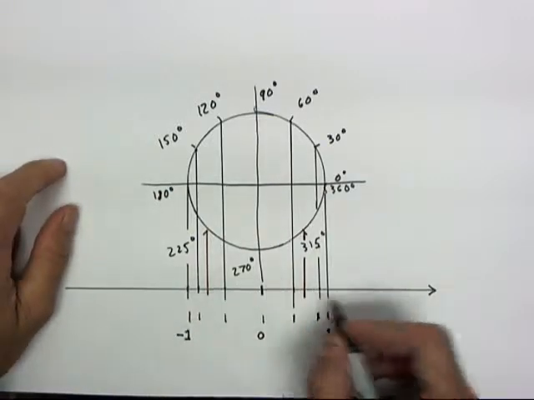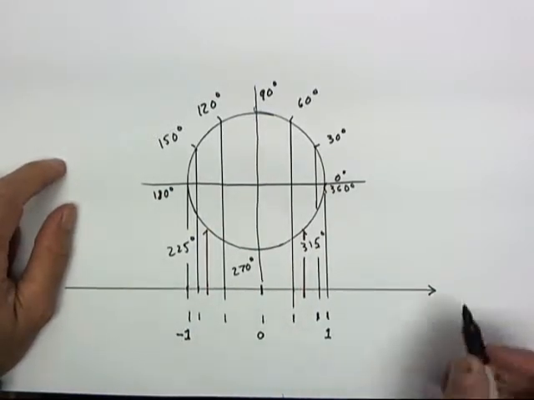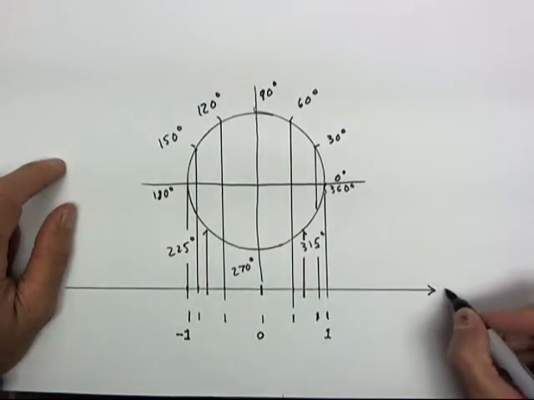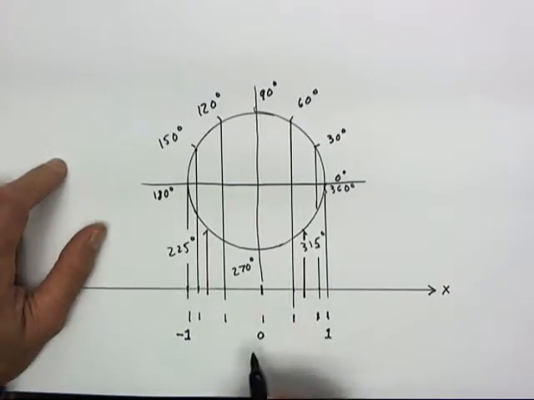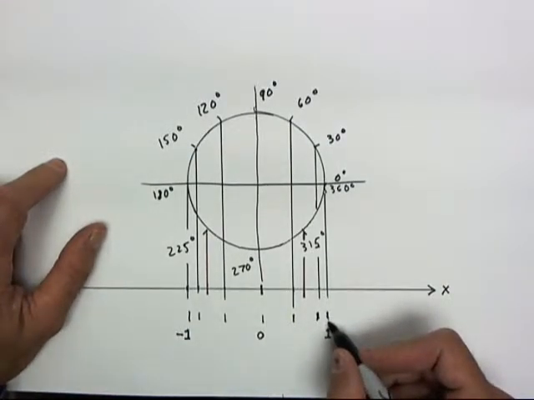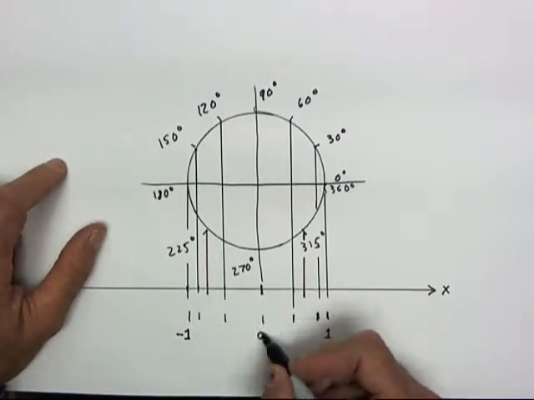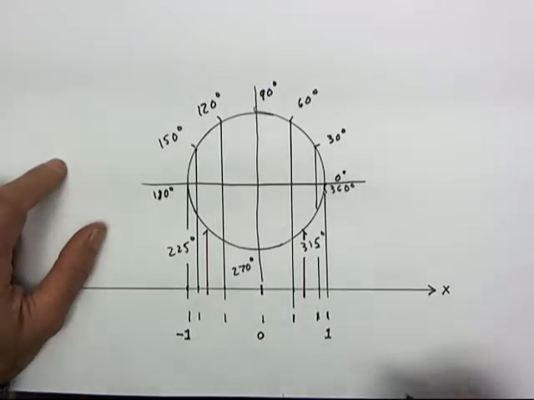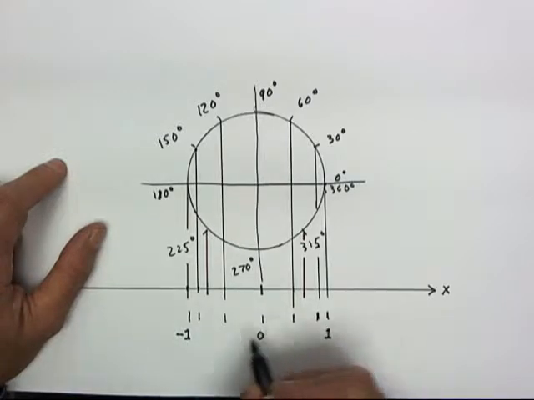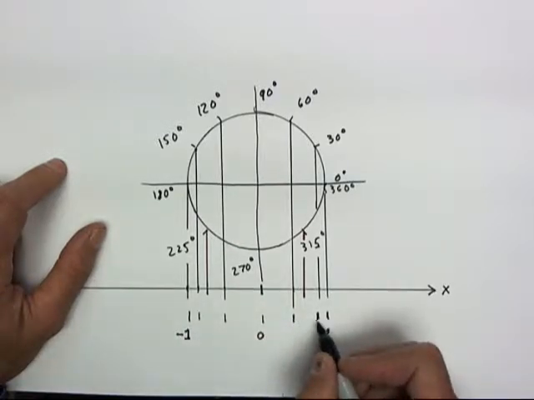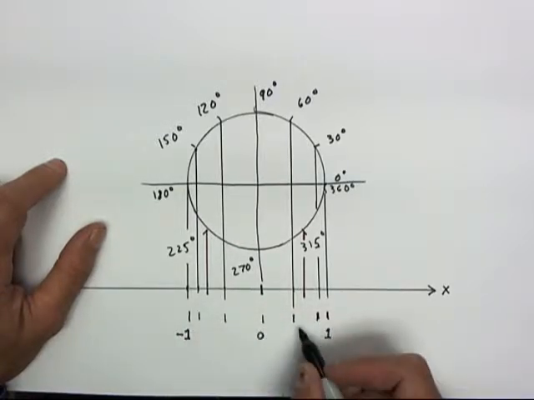Now we're going to add an arrow to this line, making it an axis, and we're going to call this an x-axis. And we're going to let x equal 1 at this point, x equal negative 1 at this point, and 0 in the middle. Okay? Now, if this is 0, this is 1, and this is negative 1, then what are the coordinates of these other positions?